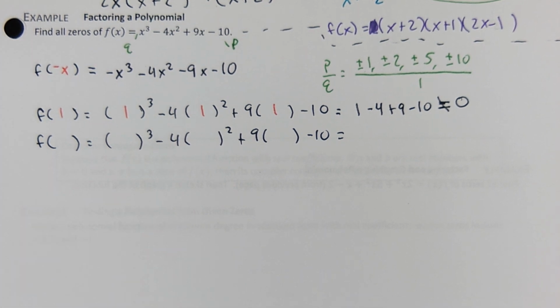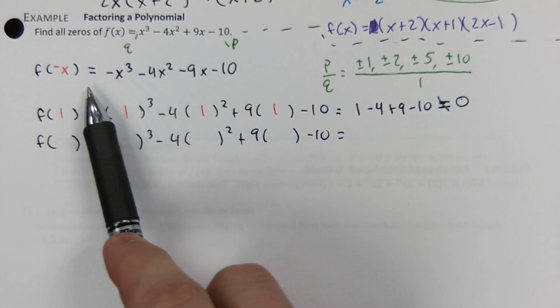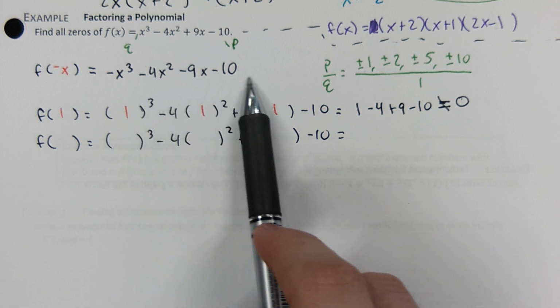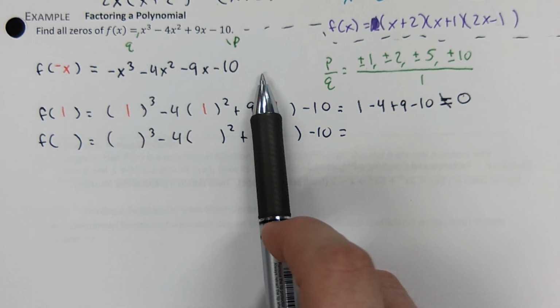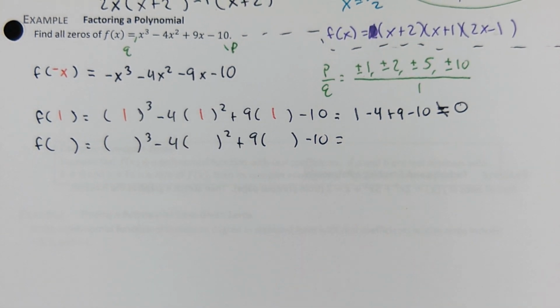Was it worth the effort? I don't know. That's a judgment call. I'll let you make that decision for yourself. You know what I mean? You could have checked -1. It wouldn't take too much work. You would have seen that it doesn't equal 0. But because Descartes' rule of signs has showed me no sign switches on f of -x, I am not going to plug in -1 for my next one. I'm not going to use any negative numbers. I'll just check the next smallest positive number.